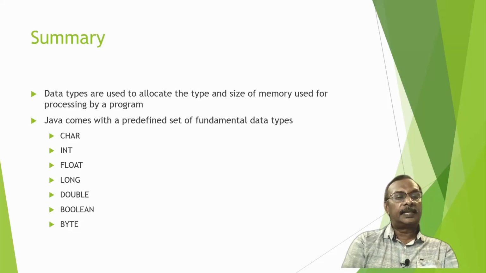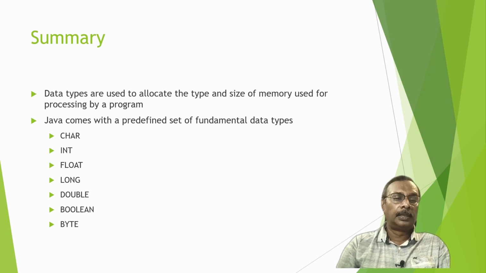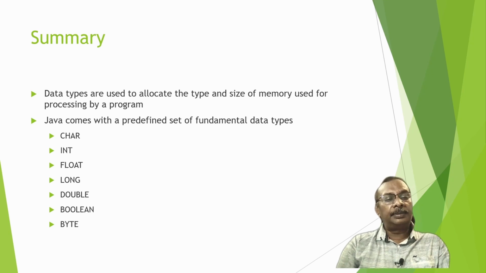In summary, what we had seen today is that we need a data type, memory for processing a program, and the memory that needs to be allocated will be of different types and different sizes. So for that, Java comes with a predefined set of fundamental data types. So these are the types we learned so far.